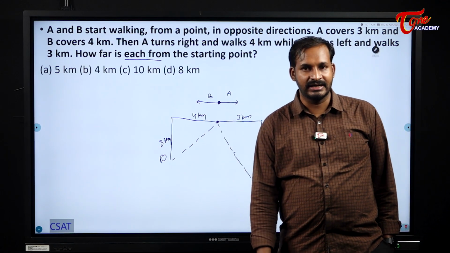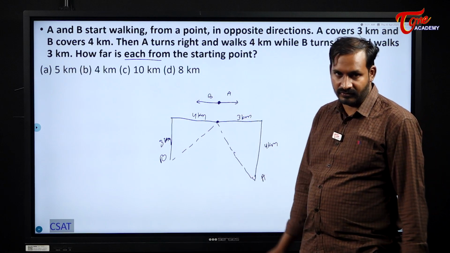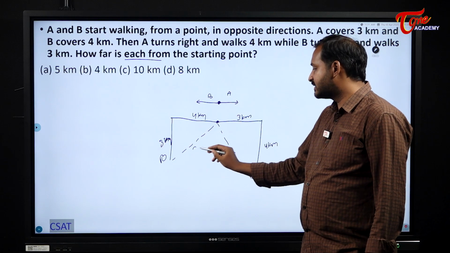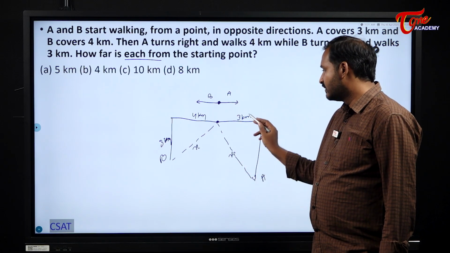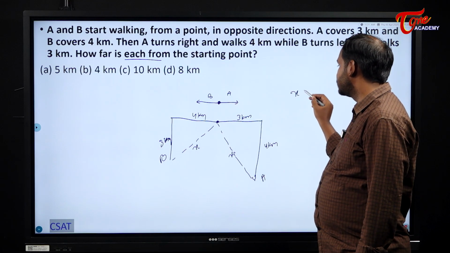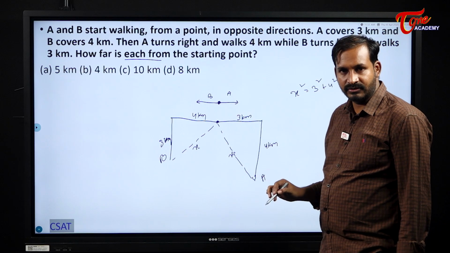Anyway, the same right angle triangles, right? More or less. The direction is changed, but 3, 4, 3, 4. That means what you can write? Here also you will get the same x and here also you will get the same x. Why? Because two sides are 3 and 4. So what you can write? X square is equal to 3 square plus 4 square.